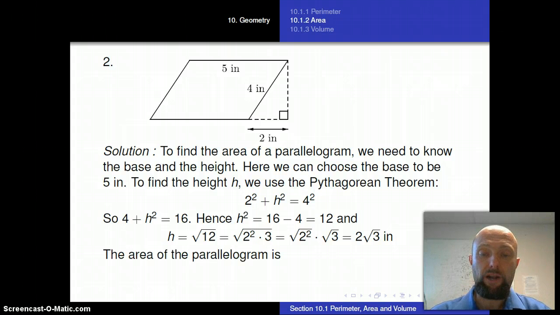Hence the area of the parallelogram is base times height, which is 5 times 2 square root 3, which simplifies to 10 square root of 3 square inches.